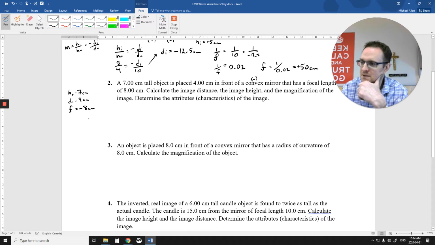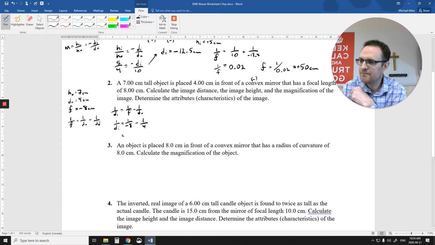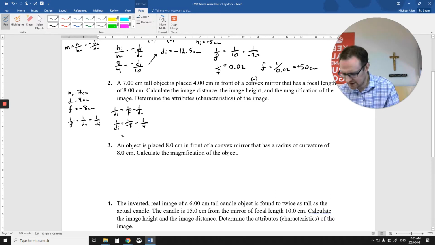So it seems a pretty legit question here. So I'm going to go 1 over f is equal to 1 over do plus 1 over di. And we're going to find di first. So 1 over di is equal to 1 over f minus 1 over do. We'll put in the information that we have. 1 over f is negative 1 over 8, minus 1 over 4. What we know about convex mirrors is that they're always going to be virtual images, so I know that I'm going to get a negative answer here.